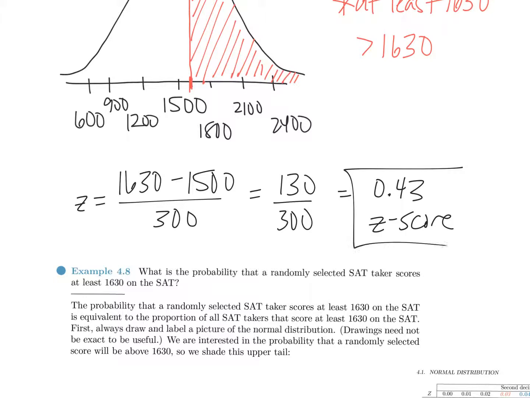Now this does not answer the question, but this is going to help us answer the question. This is not a probability, this is the z-score. This means that this 1630 scores 0.43 standard deviations above the mean. That's what that positive z-score means.